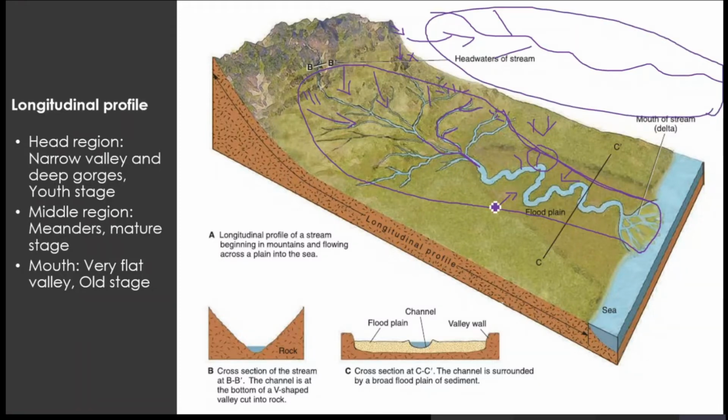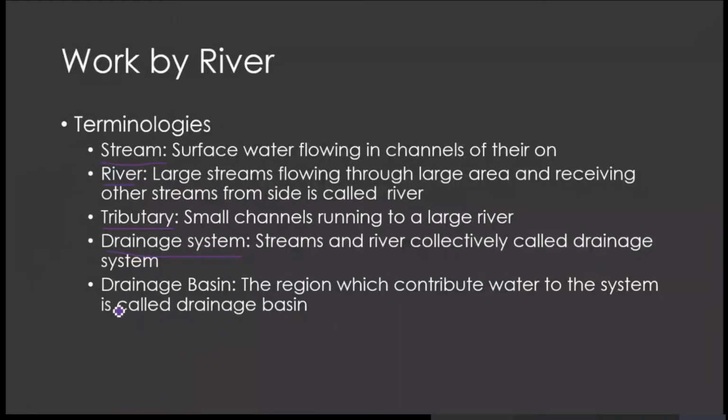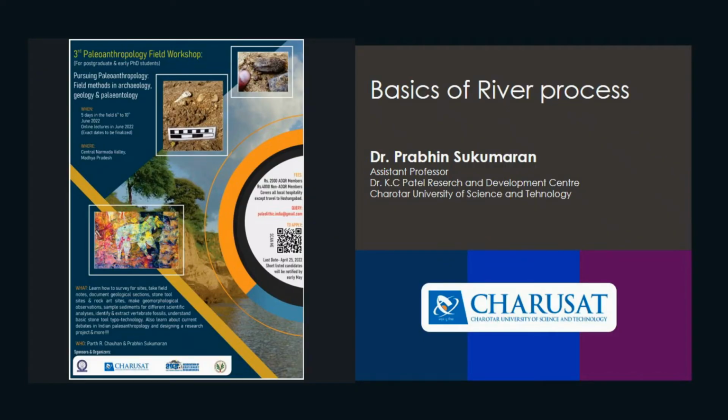So drainage basin means it is a region from which one particular river collects water. Okay, so that particular boundary or the topographical barrier from which the water collects is called a drainage basin. So to make you a little more clear about this drainage basin concept, I am just sharing another screen.